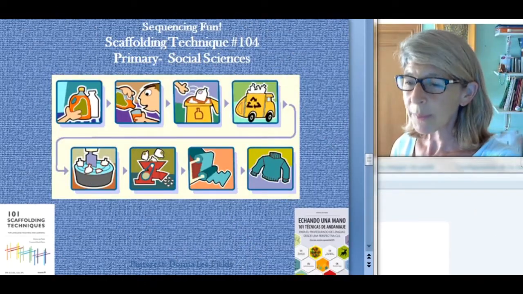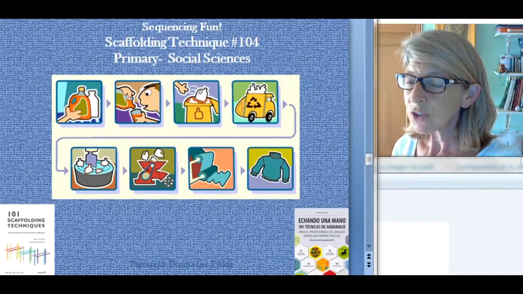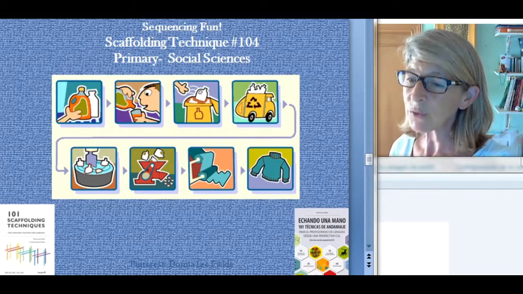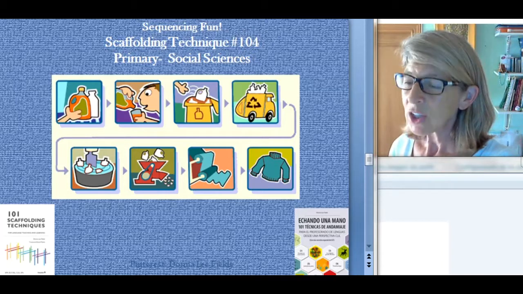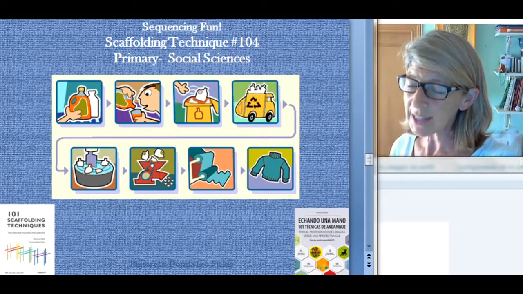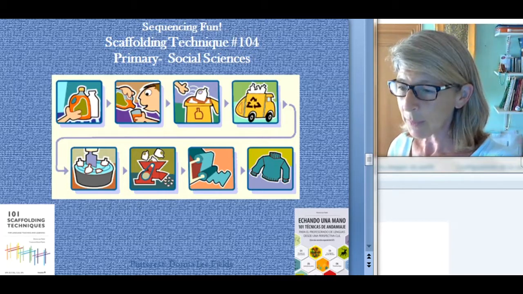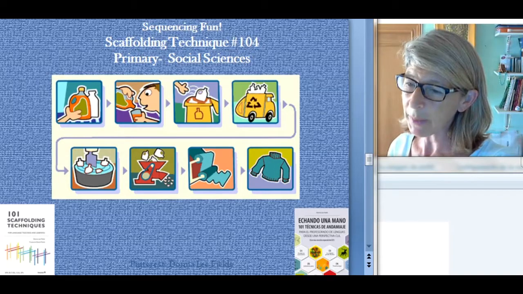Let's try this with a primary social science lesson. Your students are going to learn about the process of recycling. You have the process represented in images. So you print out a set of the images for each pair of students. You cut them up individually and give a set to each pair.